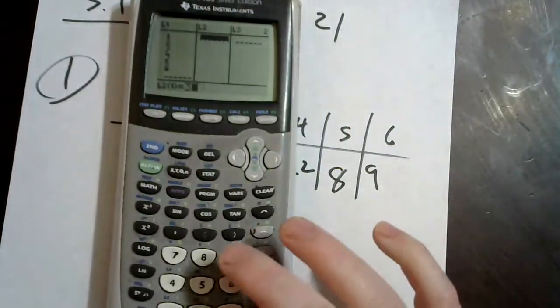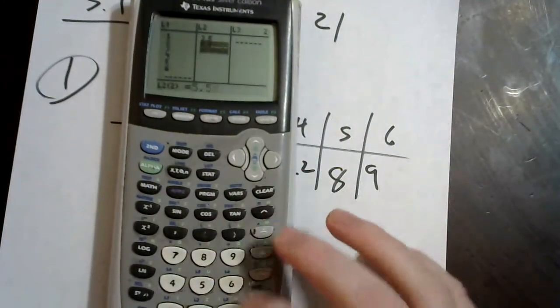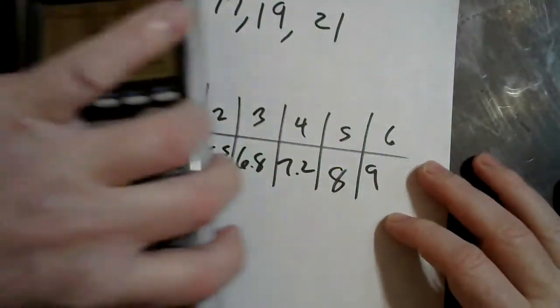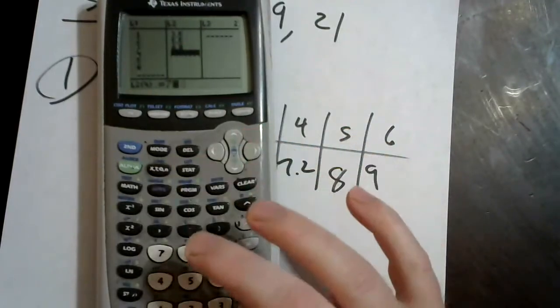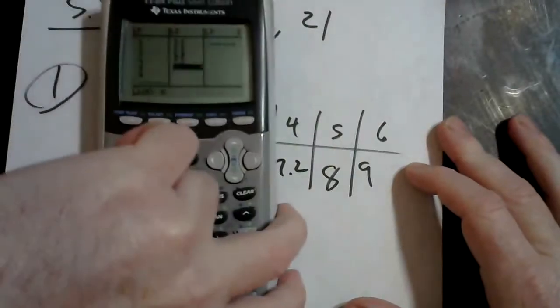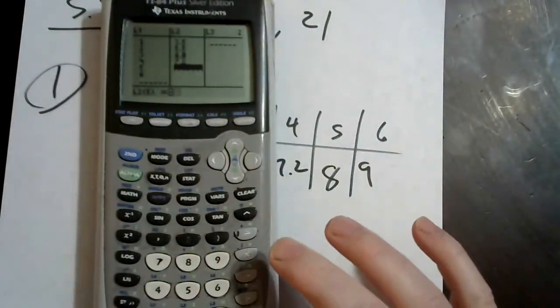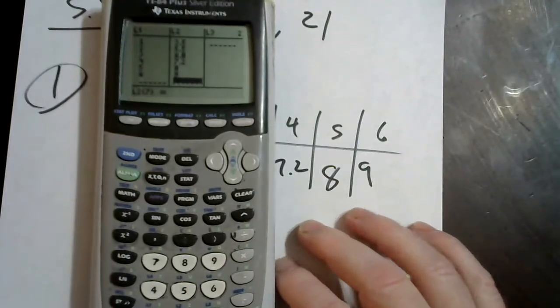And the Y values 3.5, 5.5, and so on. 6.8, 7.2. Like I said, I'll try to put up a video in Moodle that kind of reminds you how to do it with the Inspire too. But most of you do have this calculator.